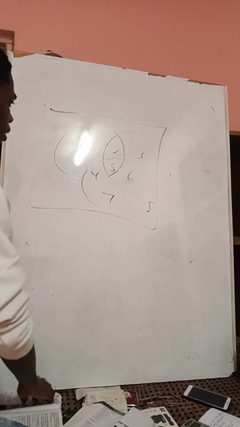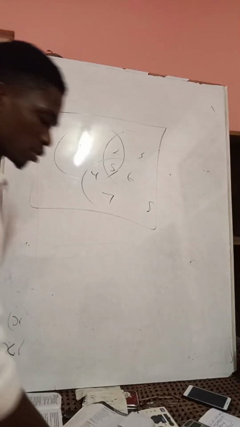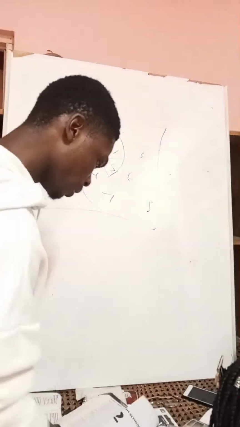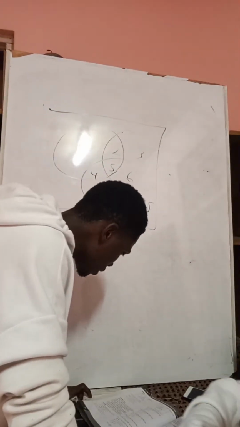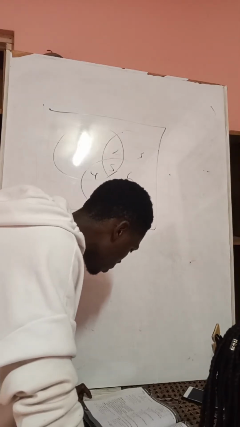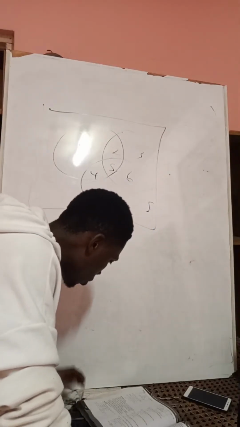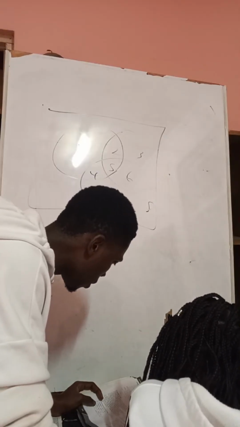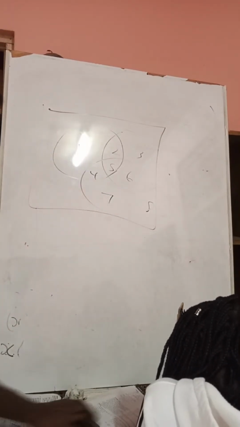So this one is simple. I've already taught you the way we can shade regions, so let's move on to the first question. It says that there are 30 students in a class, 20 of them play football, 16 of them play hockey, 16 play football and volleyball, 9 play all the 3 games, 15 play football and volleyball.